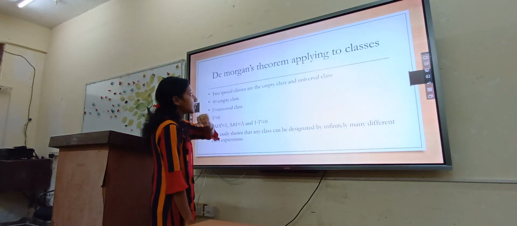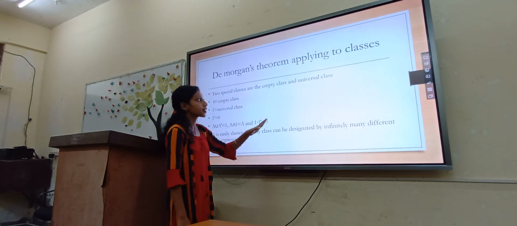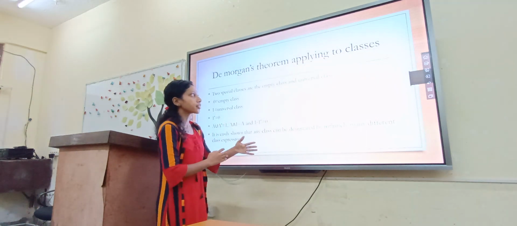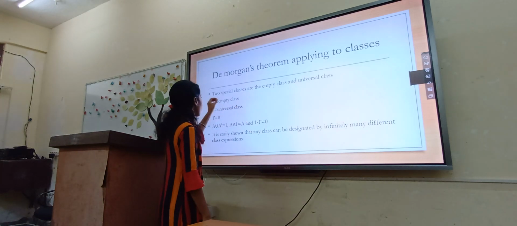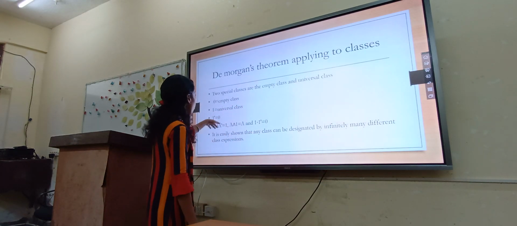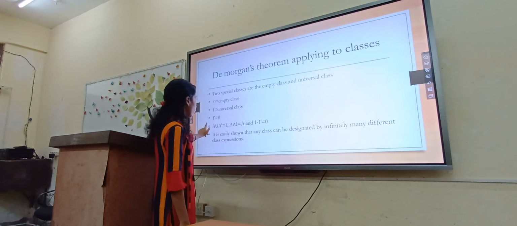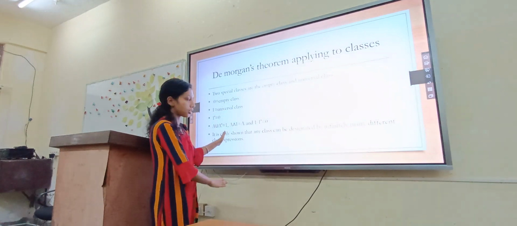So De Morgan's theorem applying to classes. Two special classes are the empty class and the universal class. The empty class is the null class, nothing is there. The universal class is where everything is there. So 0 equals the empty class, 1 equals the universal class. So the complement of 1 equals the null class. We already discussed the complement. Complement means opposite. The universal's opposite is the null class.